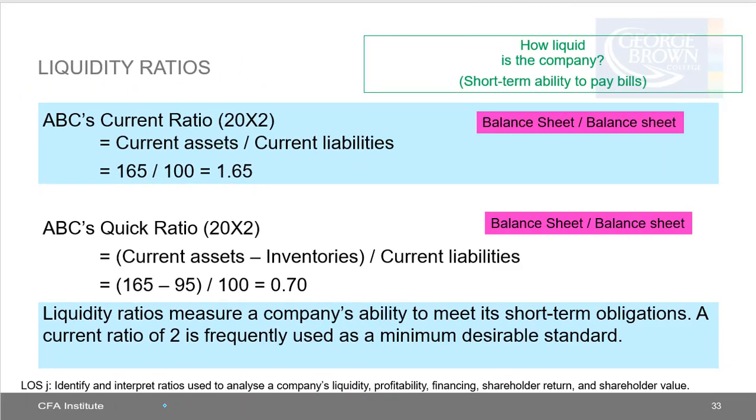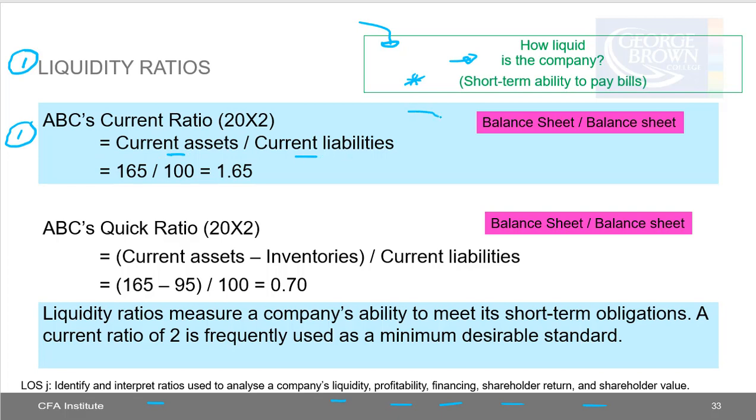So moving on now to Learning Outcome Statement J, which is identify and interpret ratios used to analyze a company's liquidity, profitability, financing, shareholder return, and shareholder value. So we're starting with the liquidity ratios. And recall that liquidity ratios are answering the question, how liquid is the company? And it's the short-term ability to pay bills. Okay, so there are 2 ratios that we're going to look at. The first one is the current ratio. And as I mentioned, a ratio is just one number divided by another. The formula for the current ratio is current assets divided by current liabilities.